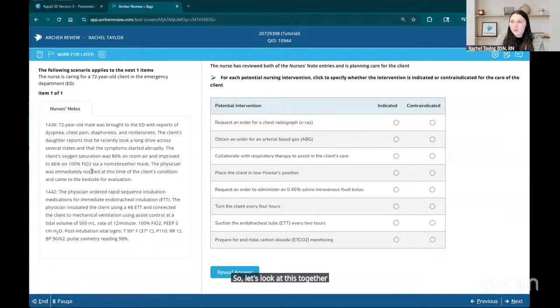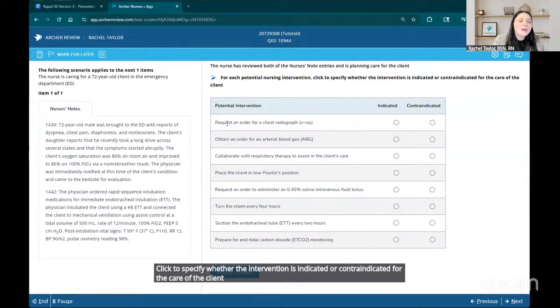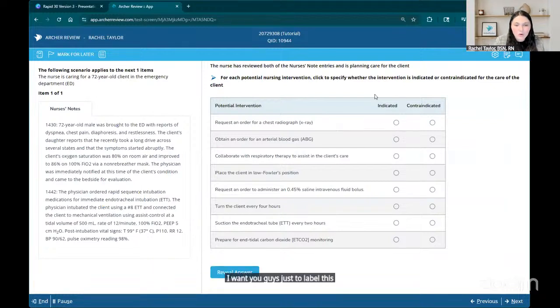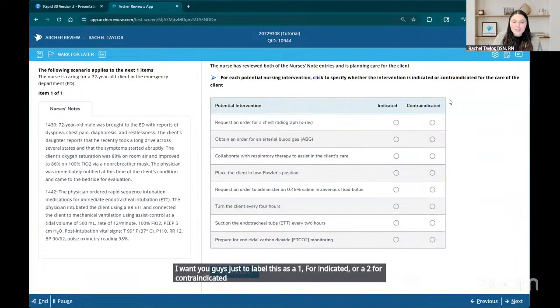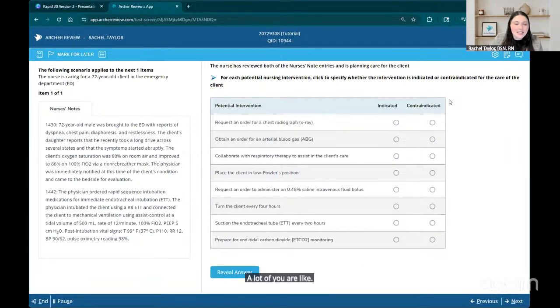For each potential nursing intervention, click to specify whether the intervention is indicated or contraindicated for the care of the client. Okay. Request an order for a chest radiograph. I want you guys just to label this as a 1 for indicated or a 2 for contraindicated. And whatever I see the most of, we're going to go with, and then I'll explain the rationale at the end.